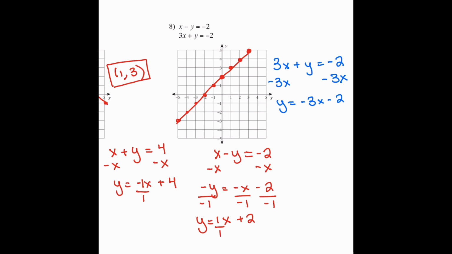My y-intercept is -2. And if I put an imaginary 1 under -3, this tells me that I go down 3 and to the right 1. Or I can go up 3 and to the left 1. And my two lines intersect at -1, 1.